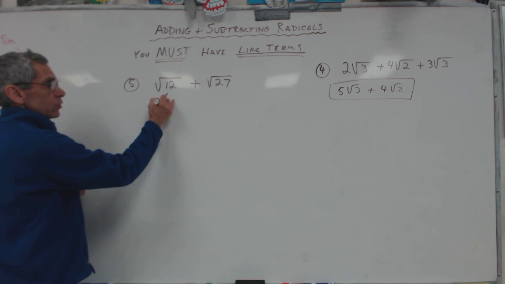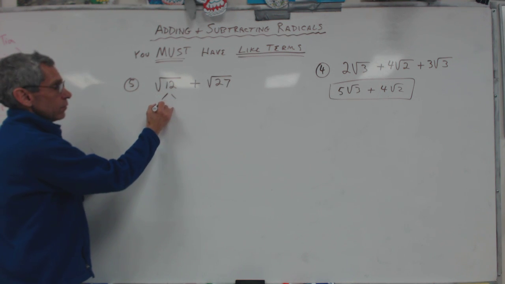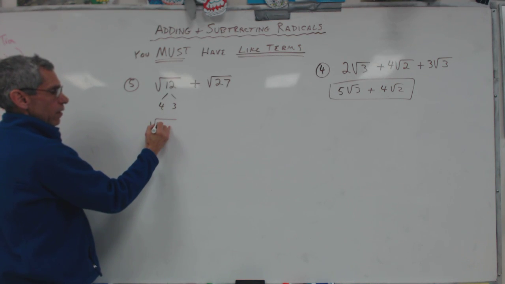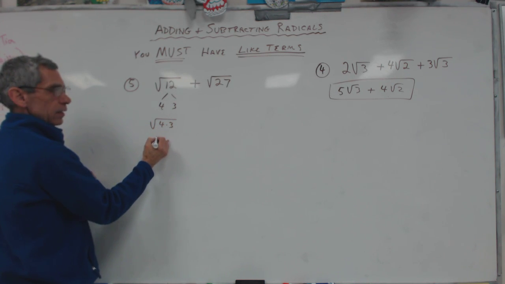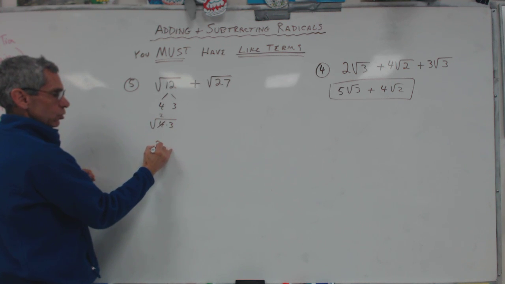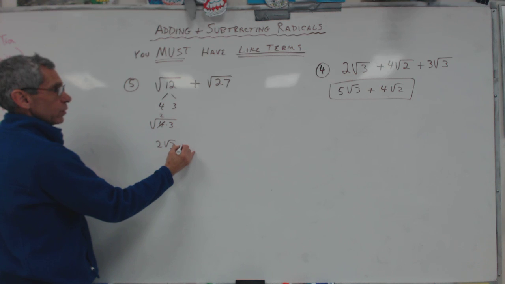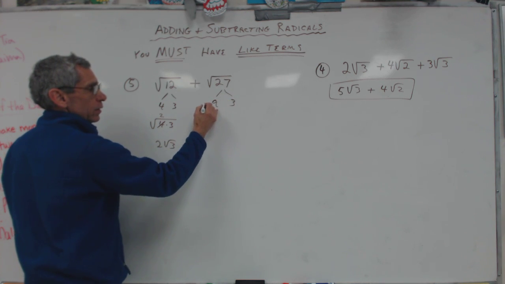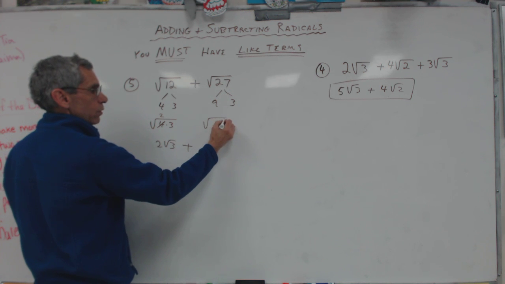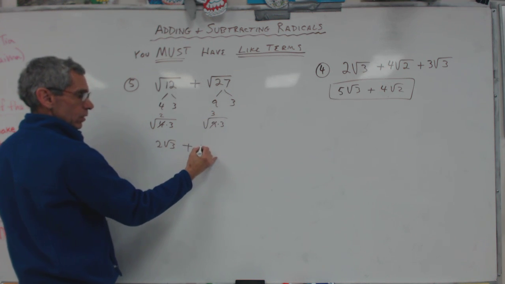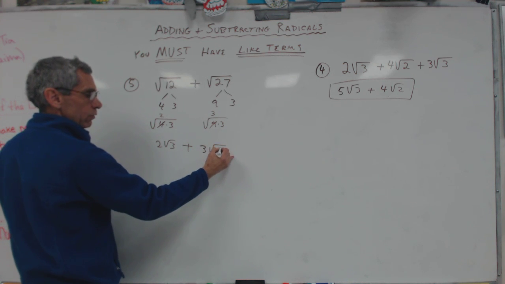So the square root of 12 is what? Four times 3, right? So that's the square root of 4 times 3, and the 4 comes out as a 2. That's going to be 2 square root of 3. And then plus the square root of 27, which is 9 times 3. The square root of 9 is 3. So now, look, 3 square root of 3.